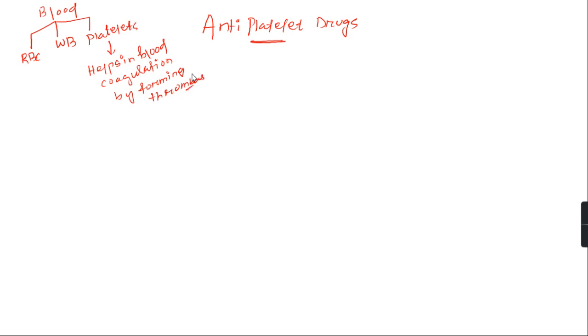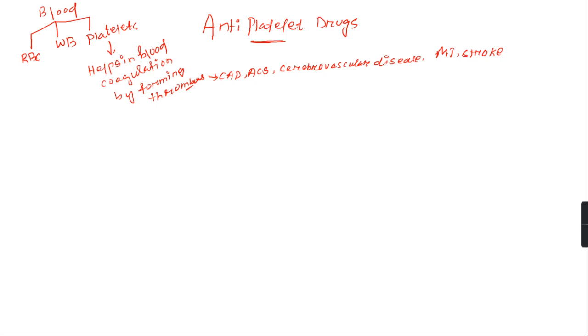After the coagulation process, the thrombus has to be dissolved. If this thrombus does not dissolve, it can lead to several pathophysiological conditions like coronary artery disease, acute coronary syndrome, cerebrovascular disease, myocardial infarction, stroke, or many other serious medical conditions can happen.